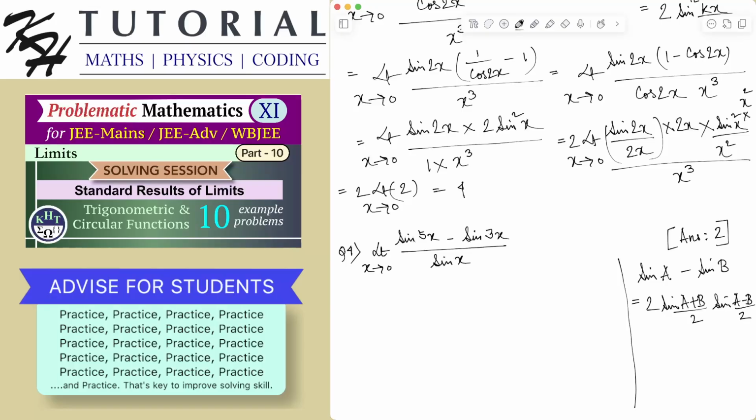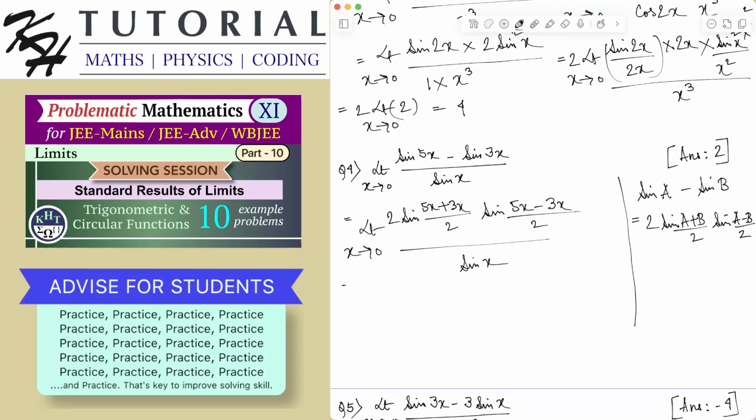So sin a minus sin b is equal to 2 times sin((a+b)/2) multiplied by sin((a−b)/2). Okay, so then this becomes limit x tending to 0 of 2 into sin((a+b)/2), where a is 5x and b is 3x. So a plus b is 8x, so this is (5x+3x)/2 multiplied by (5x−3x)/2 divided by sin x.